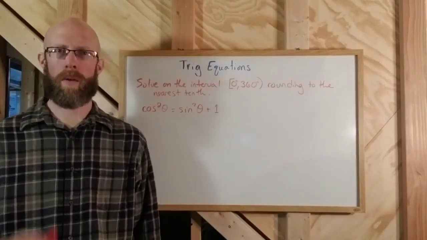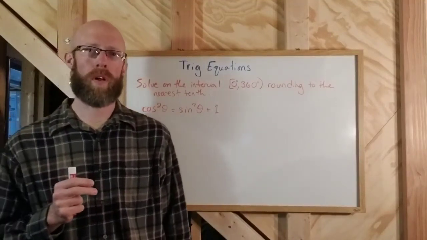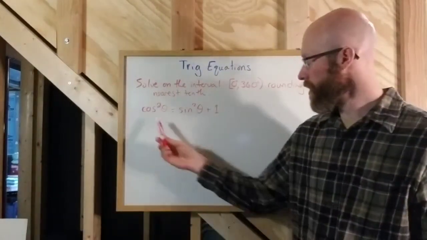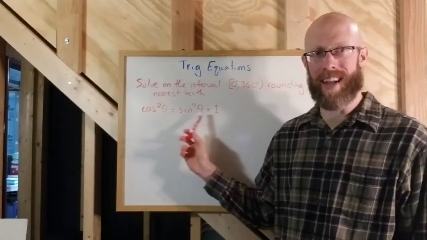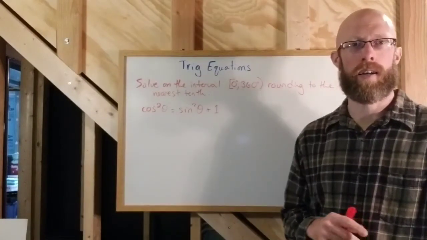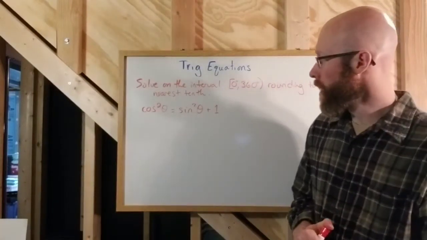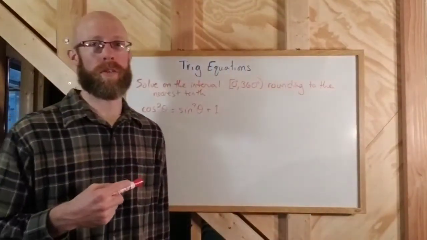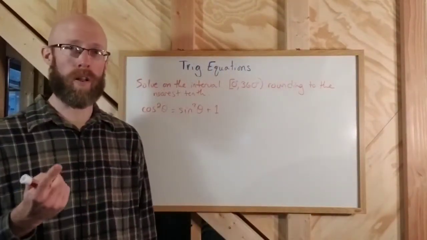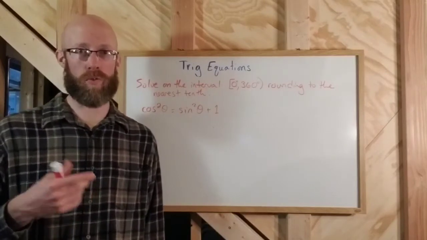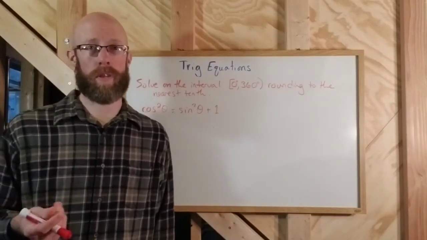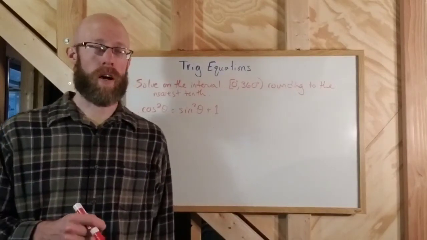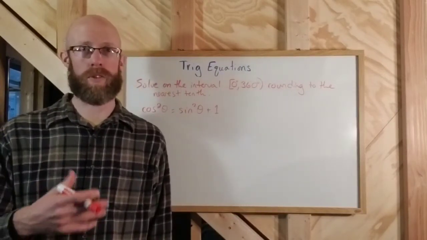Alright, this next problem is going to involve more than one trig function in the same equation. Here we have an equation that involves both the cosine and the sine together. Now often what we're going to try to do is limit ourselves to one function eventually using some trig identities. Those could be the Pythagorean identities or the cofunction identities or reciprocal identities or something like that.